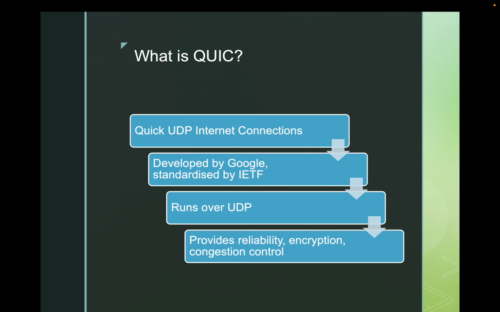So basically, what is QUIC? QUIC stands for Quick UDP Internet Connections. It was first introduced by Google and is now standardized by the IETF. Unlike TCP, QUIC runs over UDP, but adds all the features we normally expect from TCP, such as reliability, congestion control, and flow management. What makes QUIC different is that it combines these transport features with built-in encryption, making it secure by default.